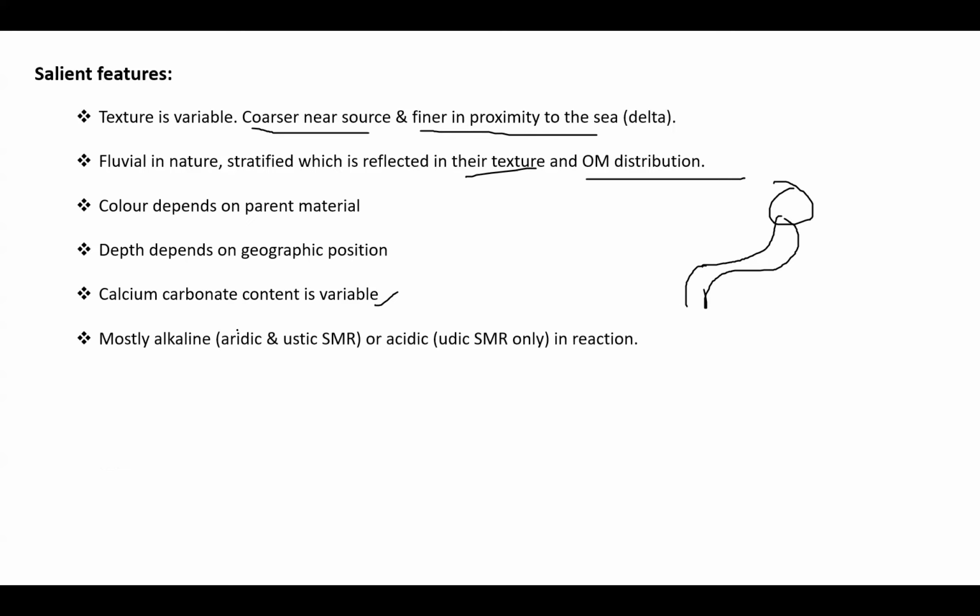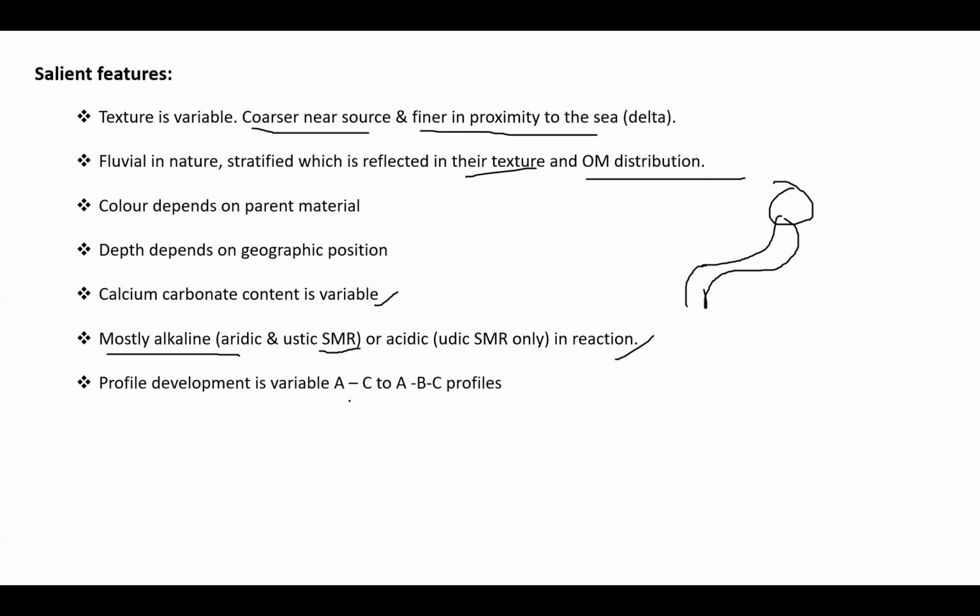Another important point, mostly alkaline nature will be there, and the soil moisture regime. SMR means soil moisture regime. We will discuss the soil moisture regime in the taxonomic classification of soils. For the time being, sometimes if it's acidic condition, the soil moisture regime will be in the Udic range. So in this Udic region, in this reaction, followed by the profile development.